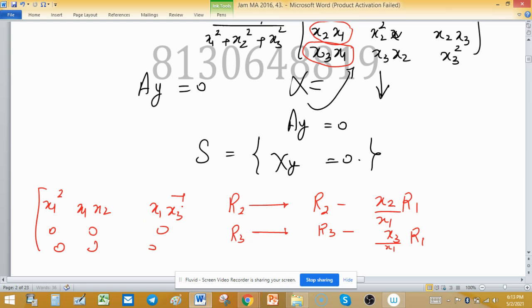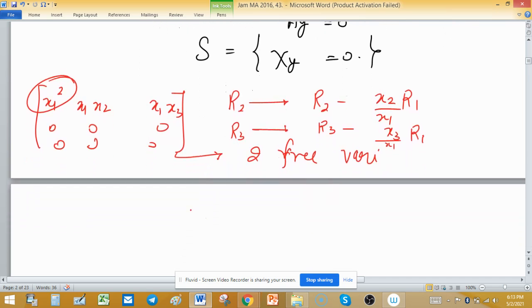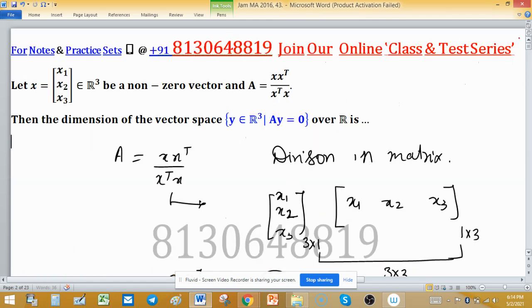So now you can check that you have two free variables here, because this is the pivot position, this is the basic variable. So one is a basic variable and two are free variables. So the dimension of AY equal to 0, the dimension of this set, is 2. So 2 is the correct answer of this problem.